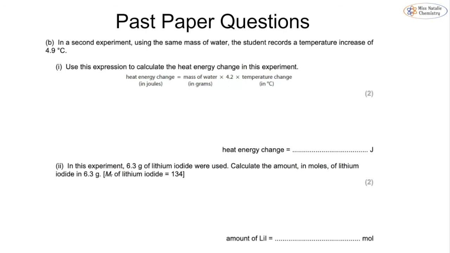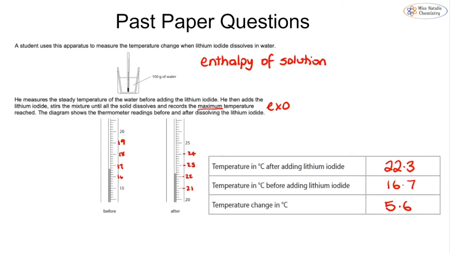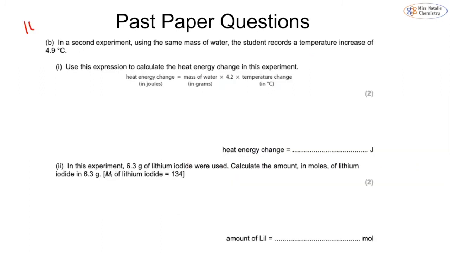Now in a second experiment, using the same mass of water, so let's just go back, our mass of water is 100, we use 100 grams. The student records a temperature increase of 4.9. So notice in this case, it's not relying on you having the correct answer from part A. Part B is giving you a new temperature to use, so you don't need to worry about any transferred errors.